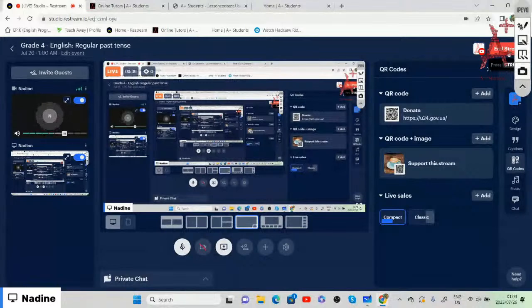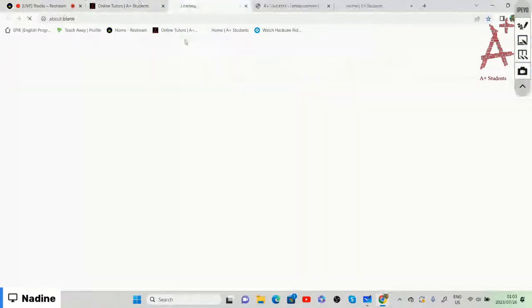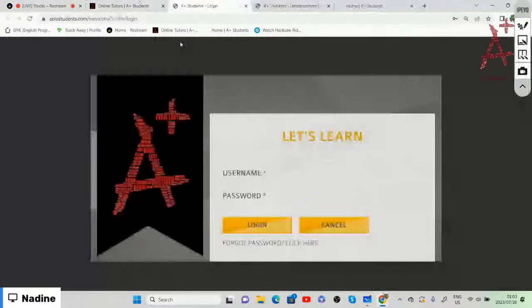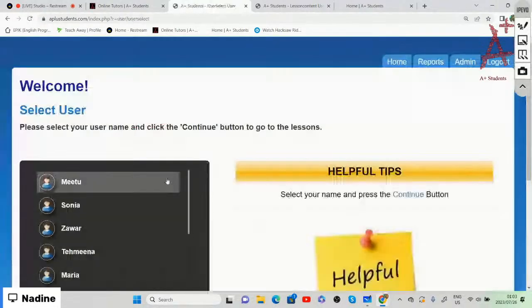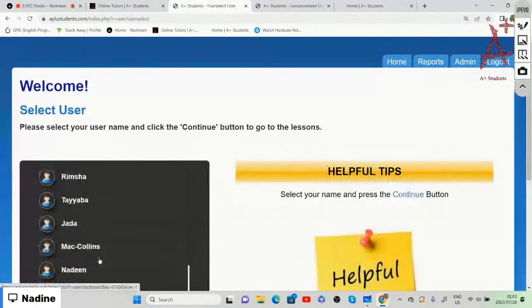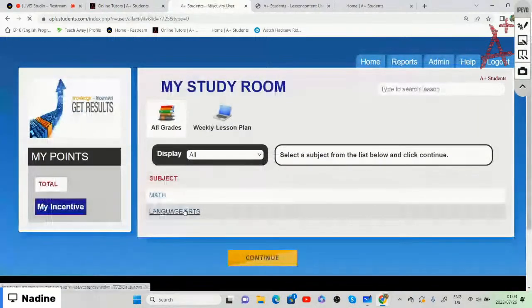All right, and before we start, you're going to click on aplusstudents.ca. Once you've clicked on aplusstudents.ca, you're going to log in with your username as well as your password. Once you've logged in, you are going to select the subject of language arts.